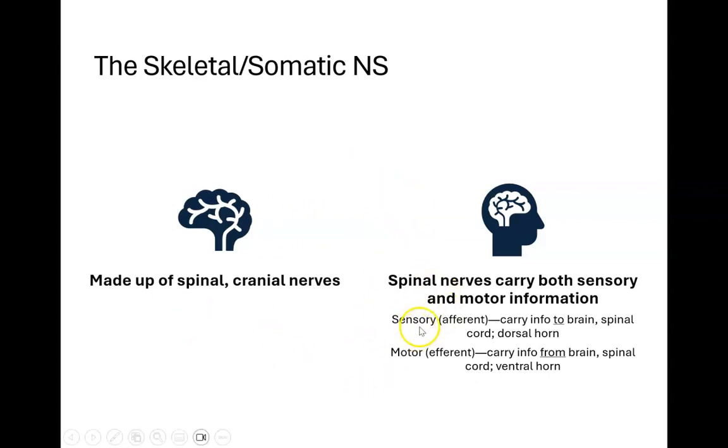So sensory neurons, our afferent fibers, carry information from our senses to our brain and our spinal cord, and they are located in the dorsal horn of the spinal cord. Now, in the spinal cord, the dorsal horn is going to be near our back. Then we have our motor neurons. Our motor nerves are efferent fibers. They carry information from our brain and our spinal cord, and they are located in the ventral horn of spinal cord. That's going to be located on the front of our bodies near our stomach or facing our stomach.